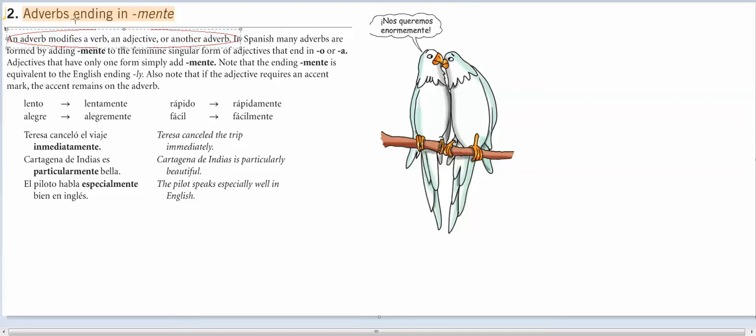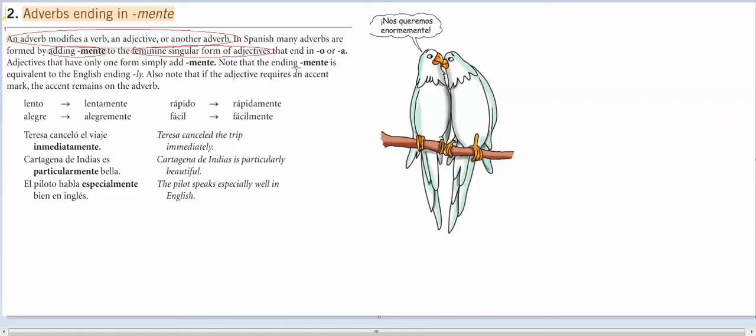In Spanish, many adverbs are formed by adding mente to the feminine singular form of adjectives that end in O or A. So let's circle that as well. Formed by adding mente to the feminine, or maybe we won't, let's not circle it at all. Let's do adding mente, feminine singular form of adjectives. Okay, so adjectives that have only one form simply add mente.